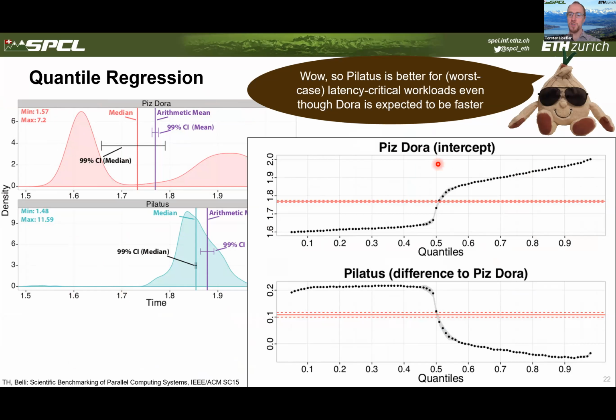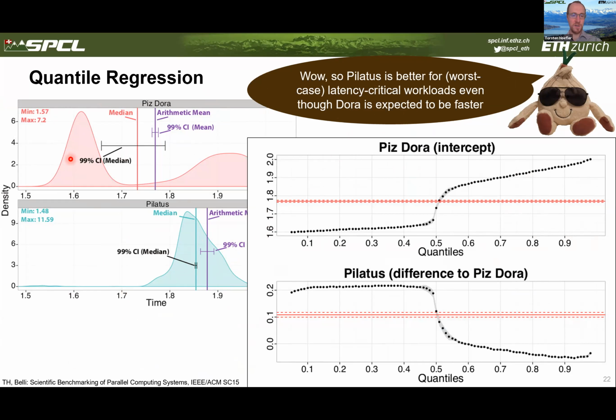And for these two machines, as we compare them, I don't want to go into too much detail because I don't have enough time, we can summarize the results of quantile regression: Pilatus is better for worst case latency critical workloads. So if I care about the worst case latency or the 95th percentile, 99th percentile, then Pilatus is better.